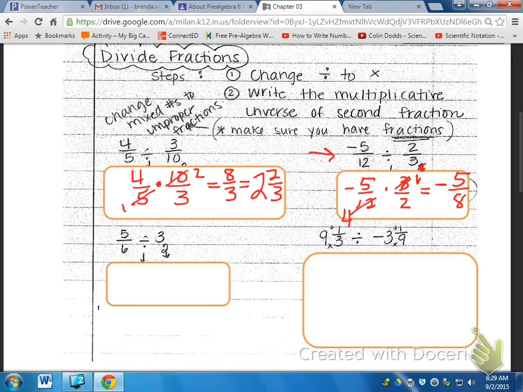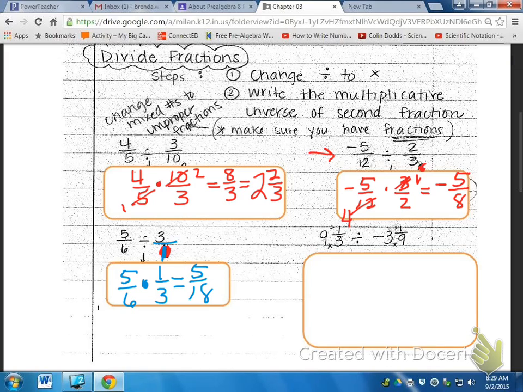Okay, 5/6 divided by 3. So 5/6 divided by 3. All right, Jessica, you have to put the 3 over 1. So it'd be 5/6 times 1/3. Does anything cancel? No. So multiply straight across, and what is it? 5 over 18. Good.